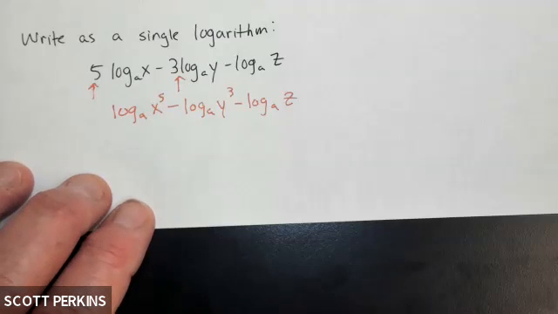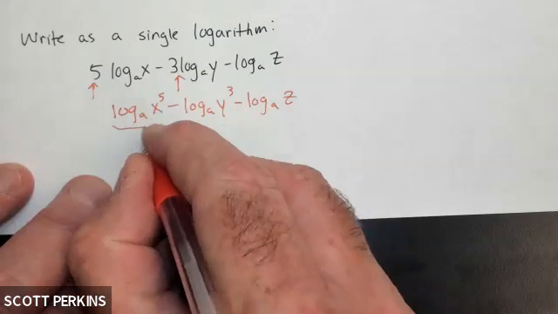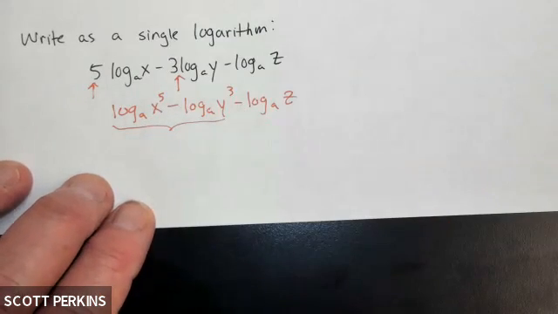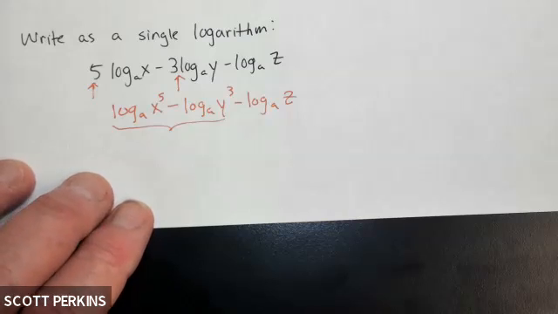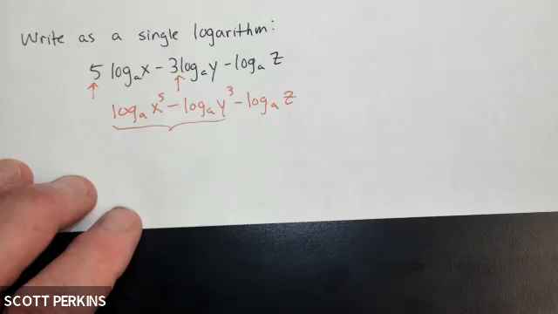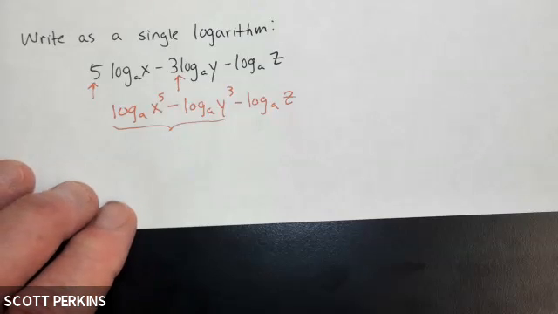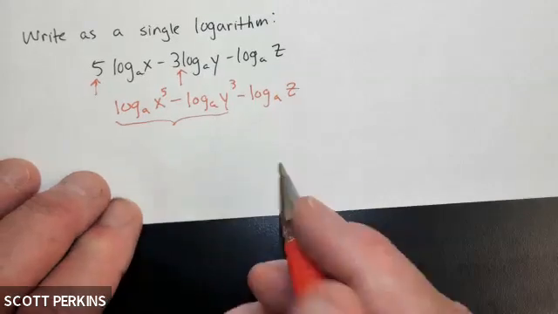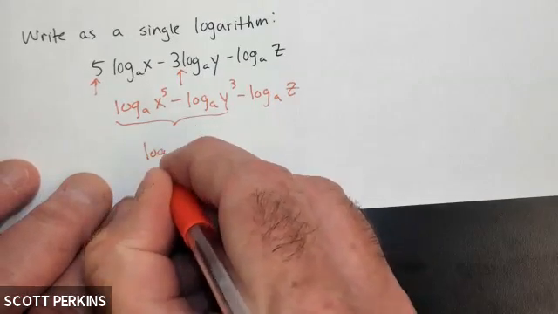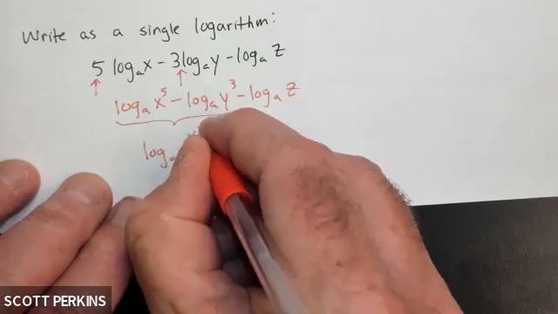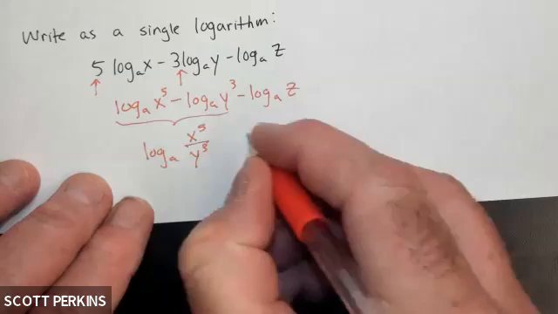And then like I did last time, I'm just going to go one pair at a time. So I'm going to look at these first two right here. I've got a minus sign between them. I subtract my exponents when I divide. These are very similar to the properties of exponents. So I have the log base a of x to the fifth divided by y to the third.